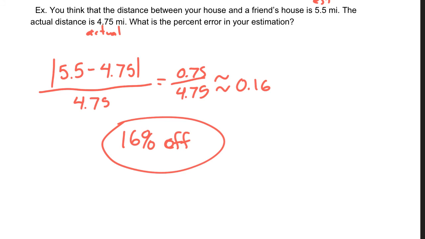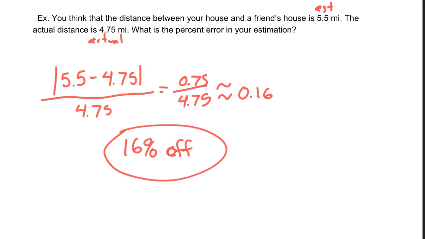Okay, so in this last example, it's important to understand what the estimate is and what the actual value is. In this example, we think the distance is 5.5 miles. The actual distance is 4.75 miles. So I take my estimate, 5.5, minus 4.75. I get 0.75. The absolute value of that is still 0.75.